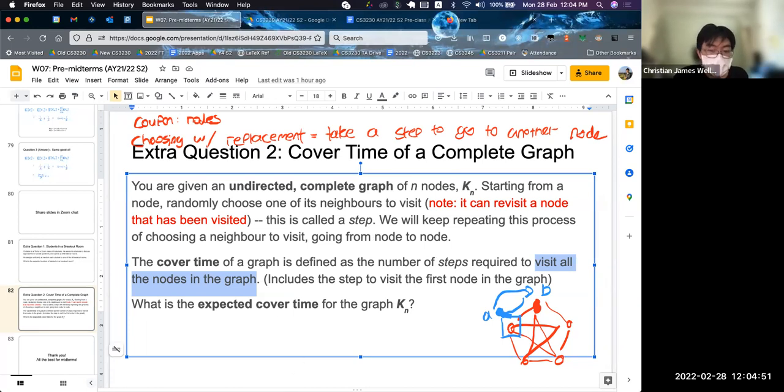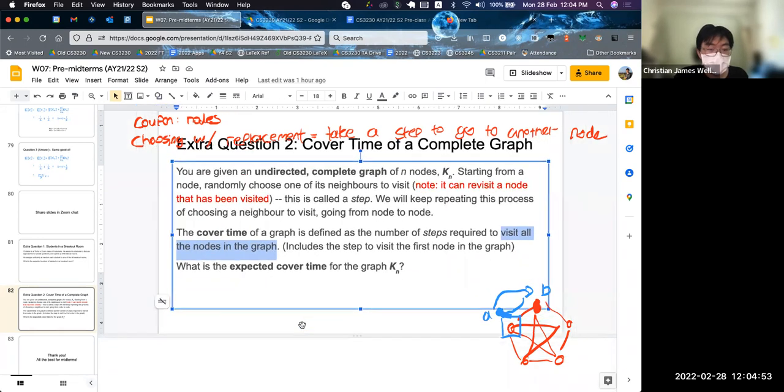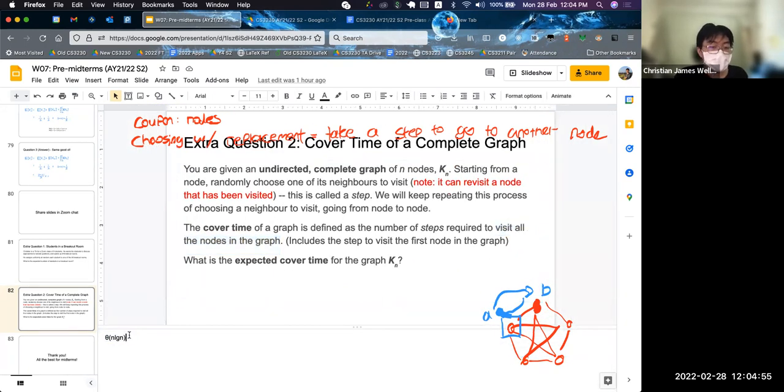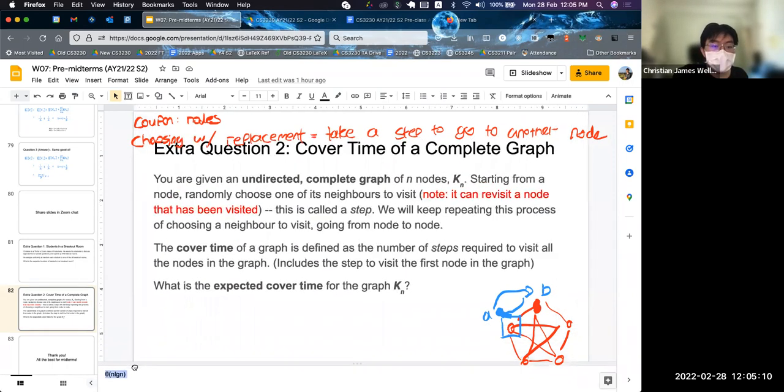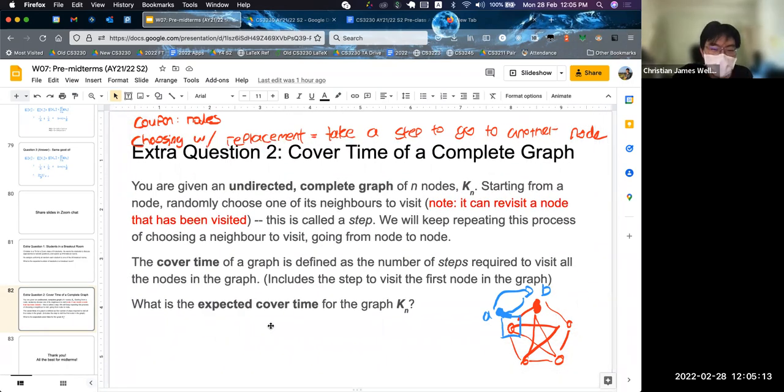So expected cover time, just like the coupon collector problem, is theta n log n. This follows from the coupon collector analysis. If you forgot how to analyze, you can go back to the corresponding slides. I think it's in week 5. Okay, so this is the answer: expected cover time is theta n log n by the coupon collector problem.